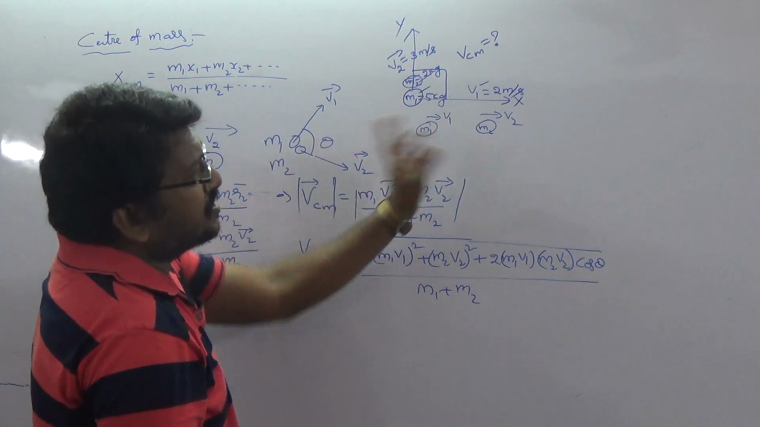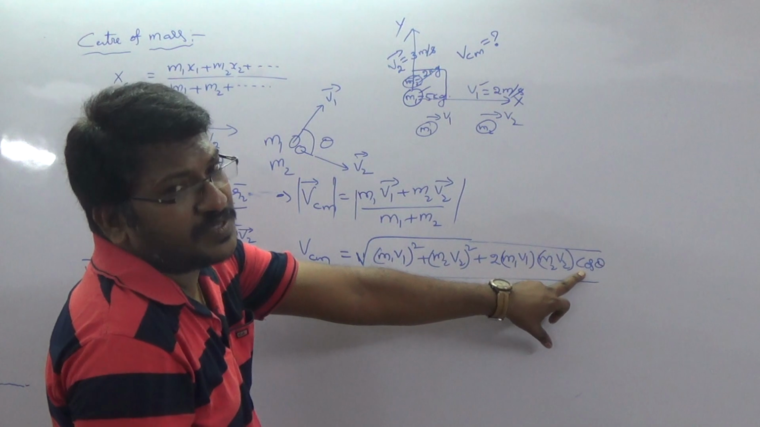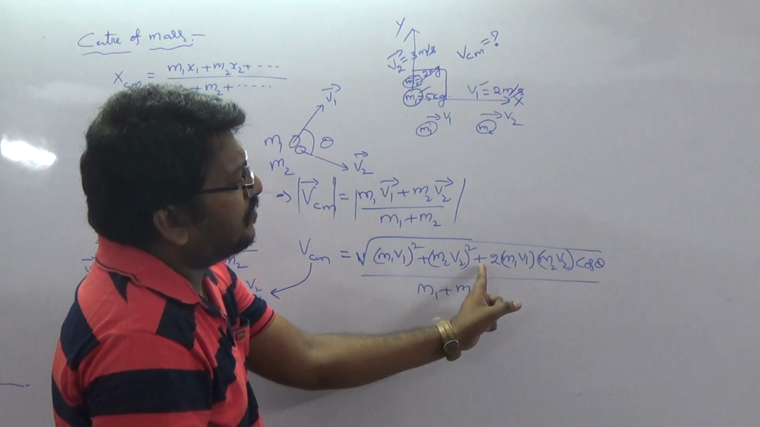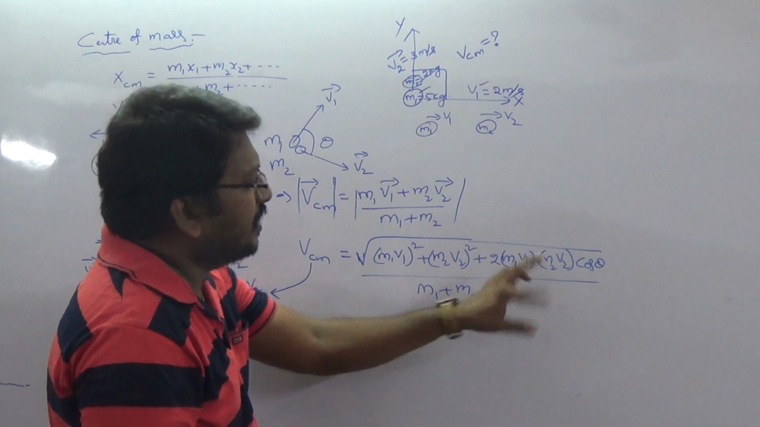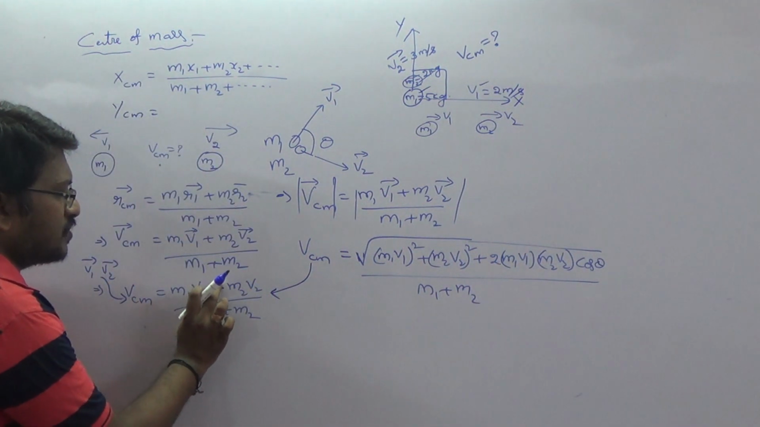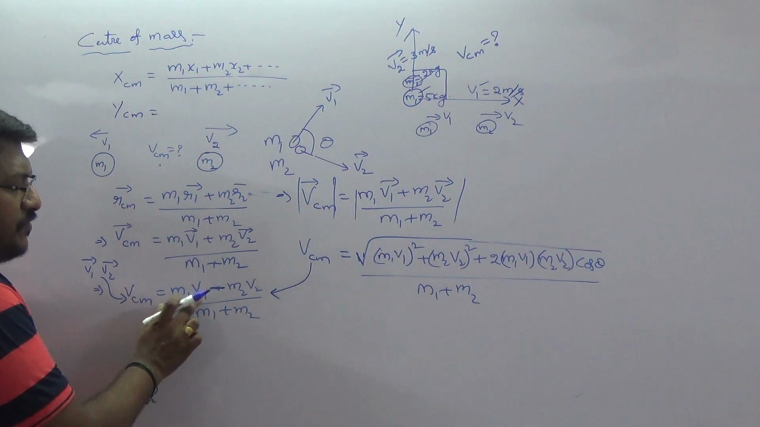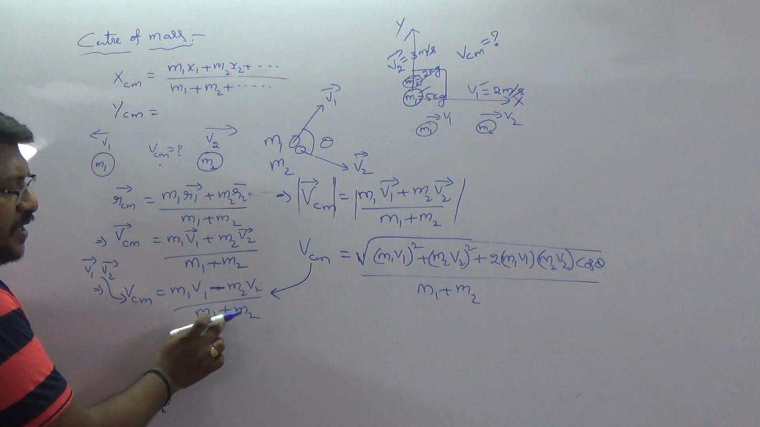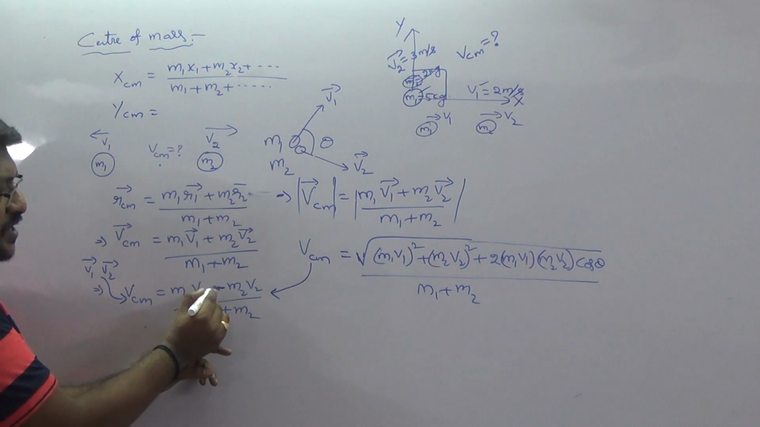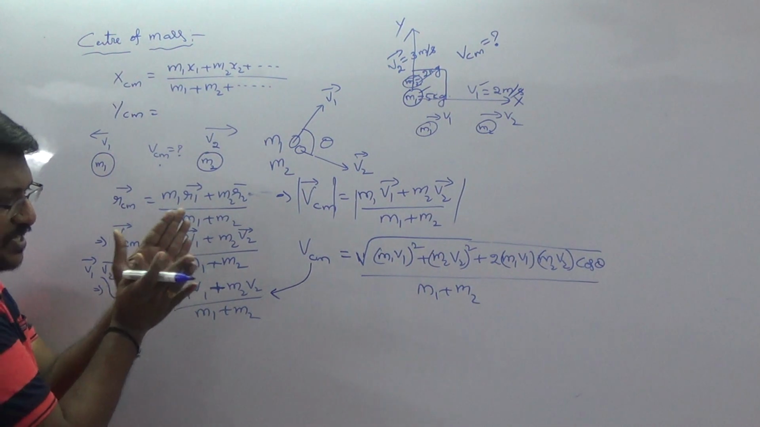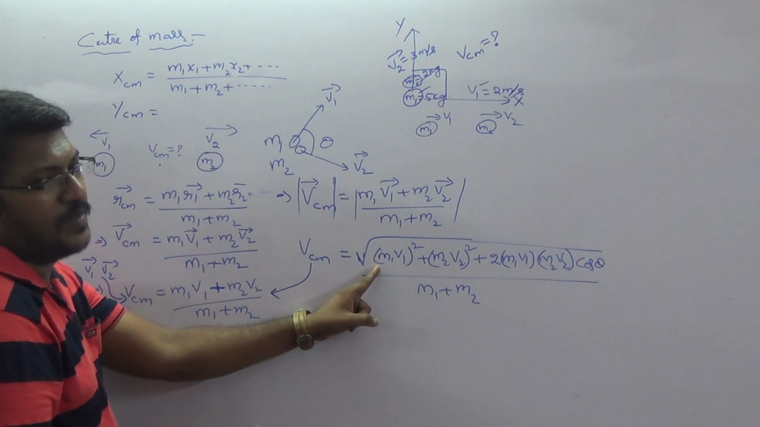They are traveling in opposite direction. Theta becomes 180, cos 180 means minus 1. We get here a square plus b square minus 2ab. In this situation, the velocity of center of mass we get here is m1 v1 minus m2 v2 by m1 plus m2. When they are in opposite direction, minus. When they are in the same direction, plus.